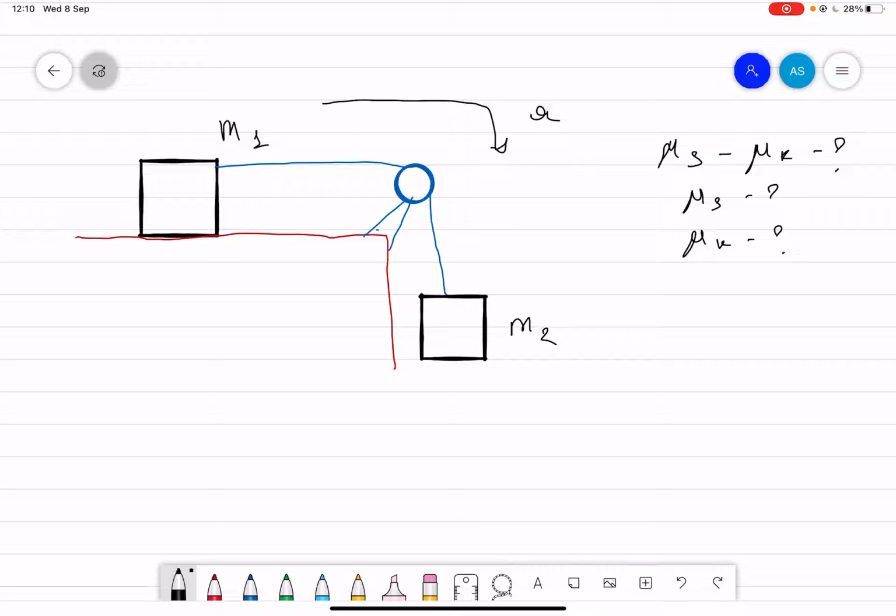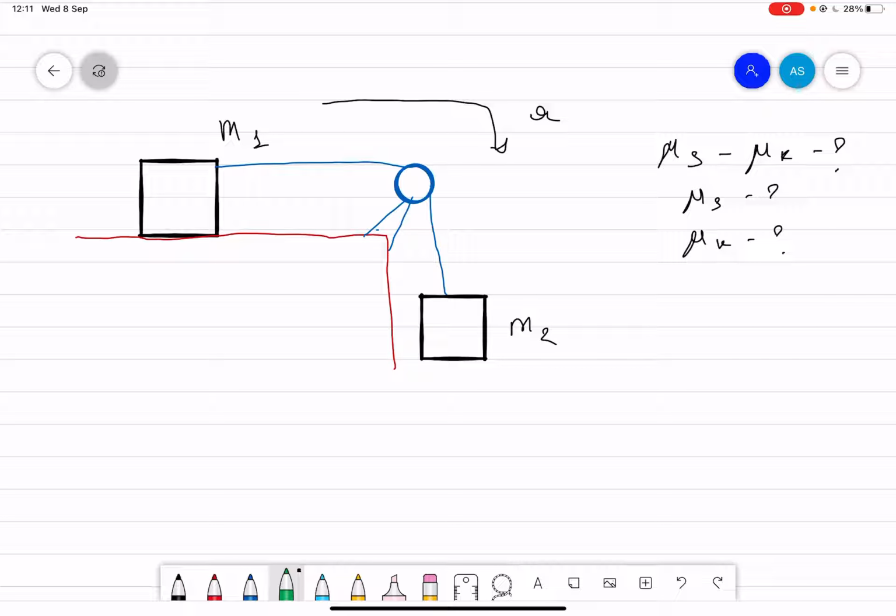Now, first of all, we have to consider two cases. One is just before it's moving, and the second case is right after it's moving. In the first case, let's first find mu s. So for mu s, we have to draw a free body diagram, right?